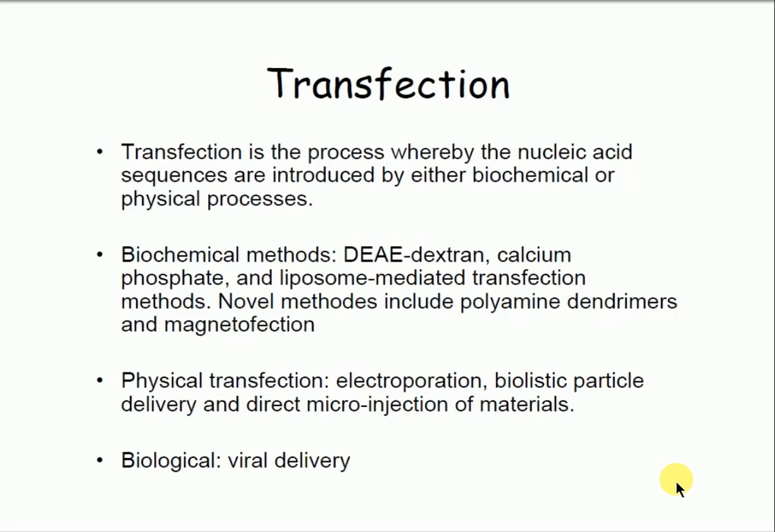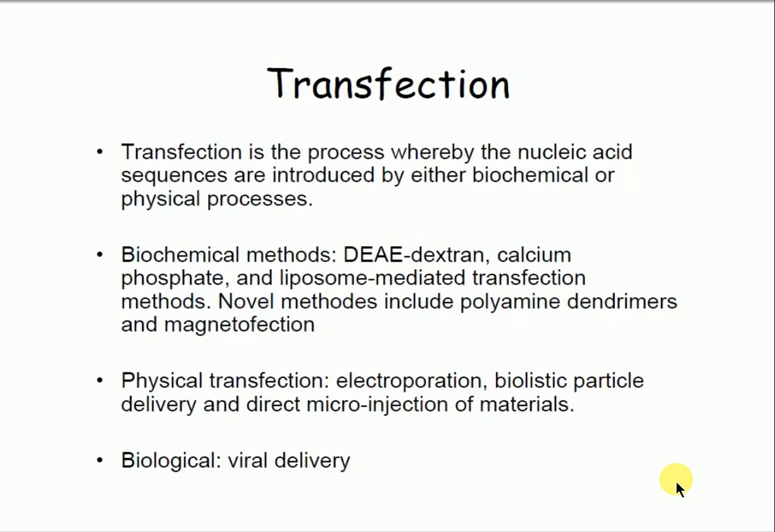Biochemical methods, as I pointed out, are DEAE dextran or calcium phosphate. There are liposome-mediated transfection methods. And then some more novel methods which use organic molecules with specific features, also involving magnetofection, so applying a magnetic field to bring things into cells. This is what we're going to look at in more detail.